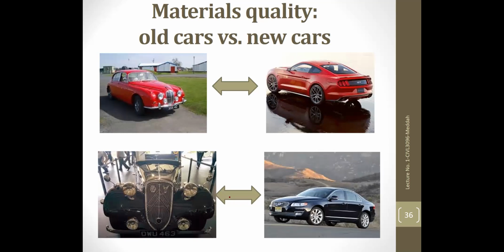So the changes are mostly related to what? To the materials used. And when you change the material, you change the performance of the whole structure. If we consider the car as a structure, a car is a type of structure. Structure is not only a building.